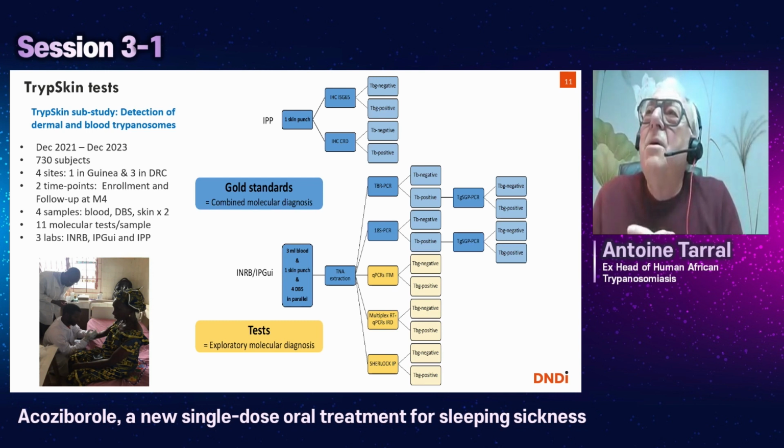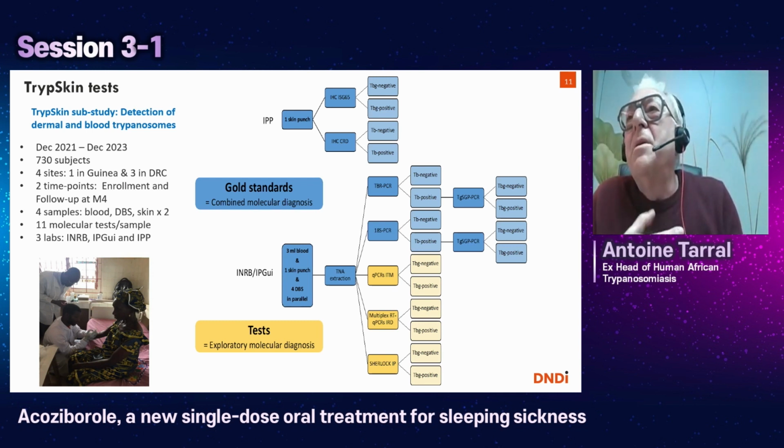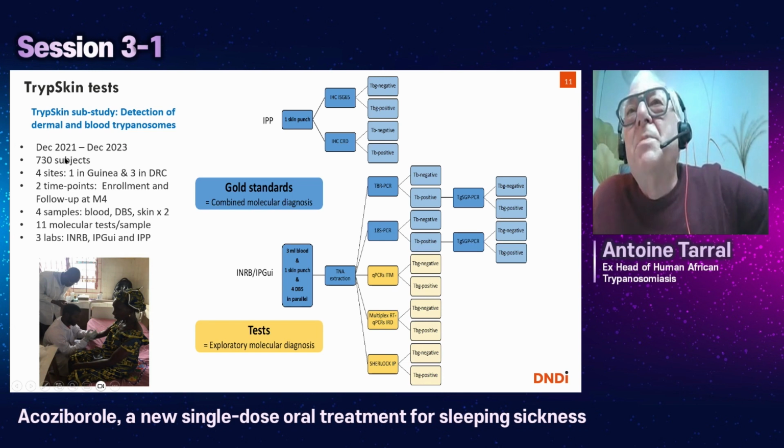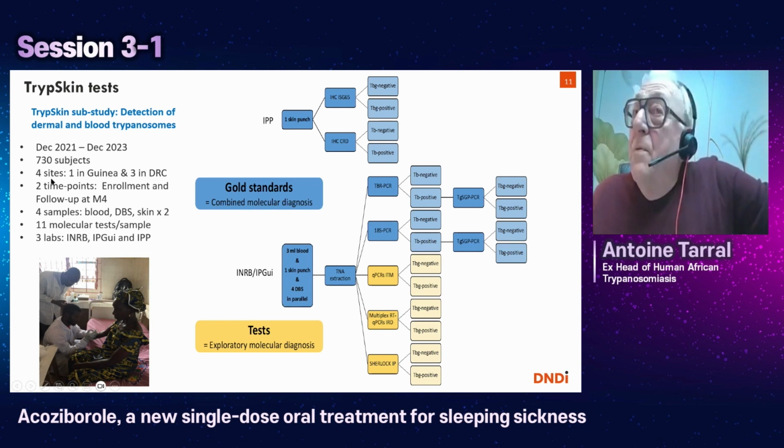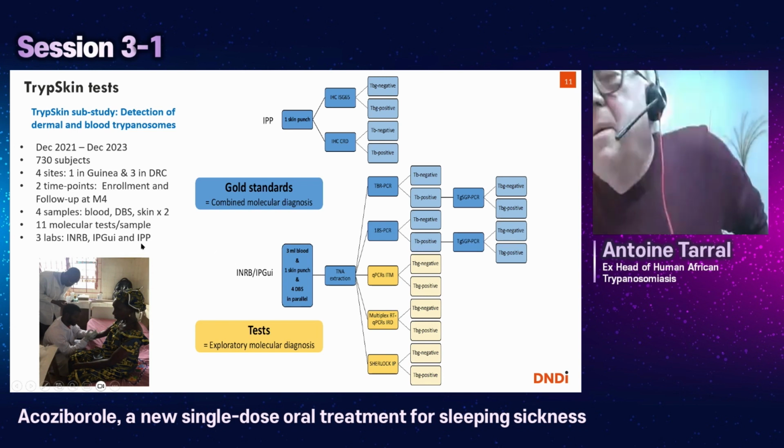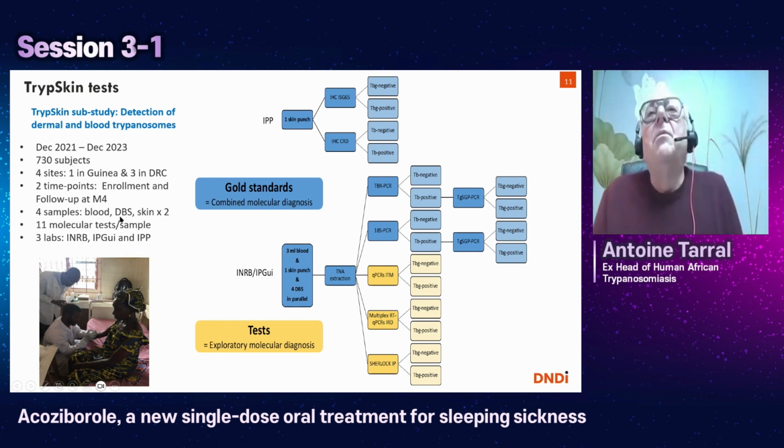You can see the huge amount of tests they are conducting. Actually, they are finishing their work so far. So we have 730 subjects who have participated in this sampling. It was conducted in 4 sites, 1 in Guinea, 3 in the Democratic Republic of Congo. There were 2 time points, enrollment and follow-up at 4 months, and a lot of sampling in blood and in skin. The blood test was venous blood and dry blood spot, and all these tests are being conducted, and we hope that Institut Pasteur will bring us a simplification of the diagnostic of the disease.